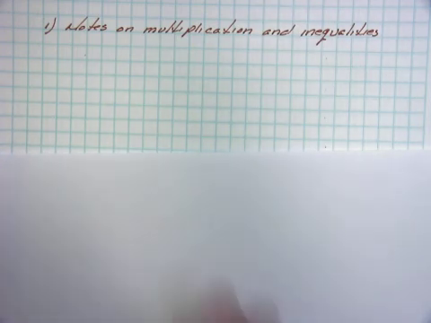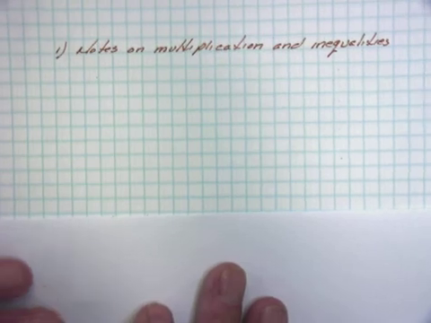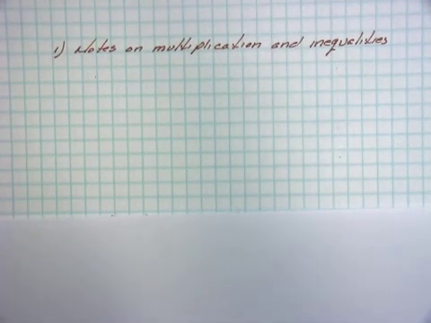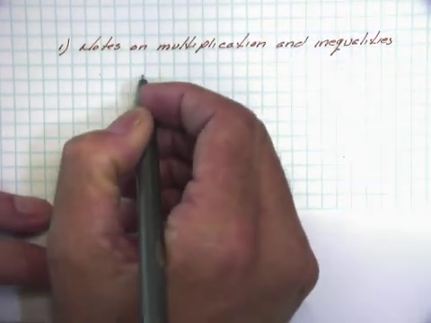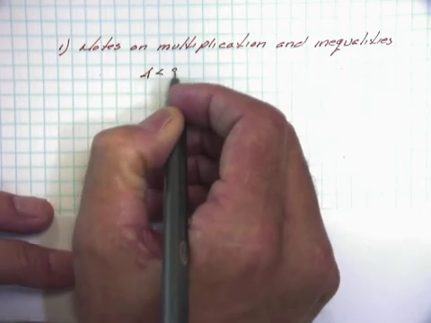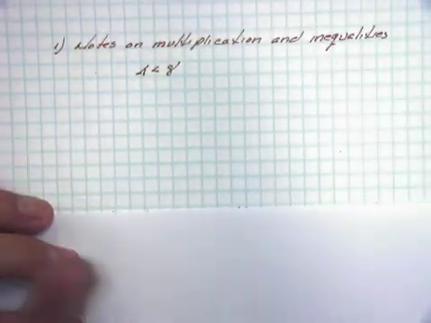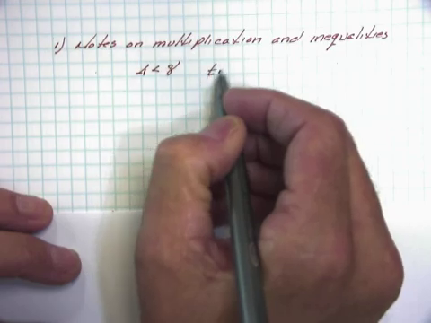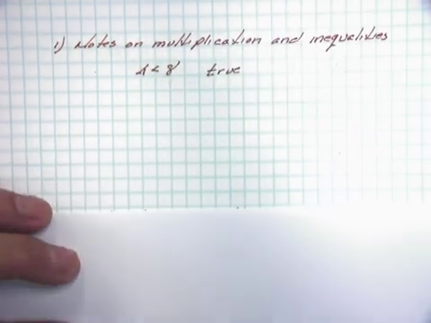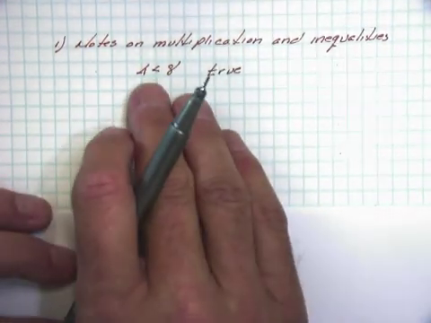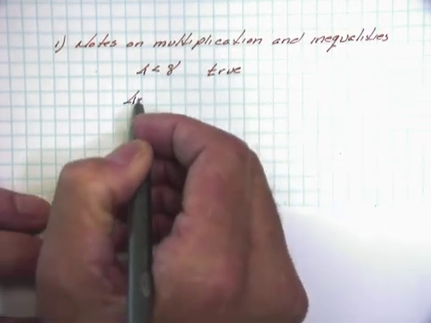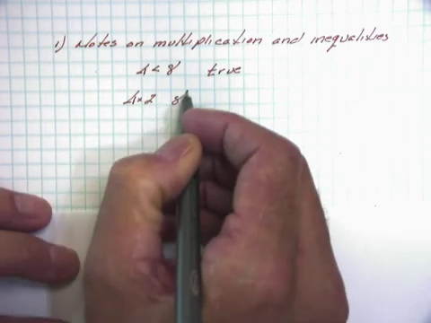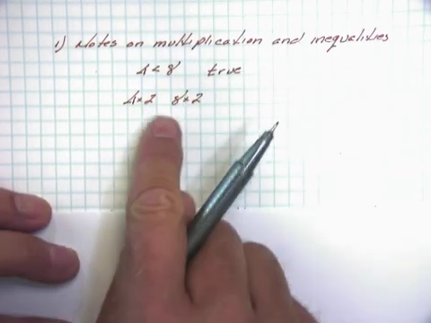So we need to make some notes on multiplication and inequalities, okay? So let's start with something that we can all agree with. I'm going to put a statement up here, and it says 4 is less than 8. And I think we can all agree that that's a true statement. This is true, okay?